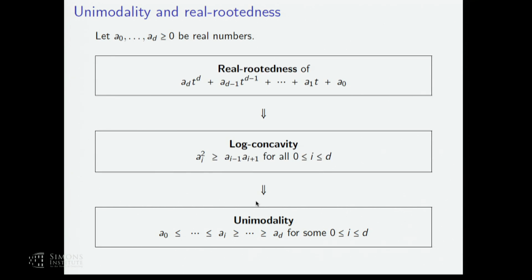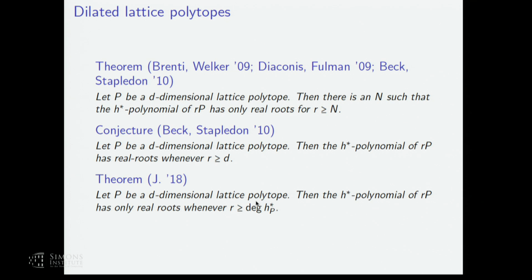One of them is log-concavity. If you have a log-concave sequence which doesn't have internal zeros, then you automatically are unimodal. And even stronger, if you have a real-rooted polynomial, then the coefficients form a unimodal sequence if the coefficients are non-negative. Okay, and so today we will see two classes of polytopes where the h-star polynomials are real-rooted.